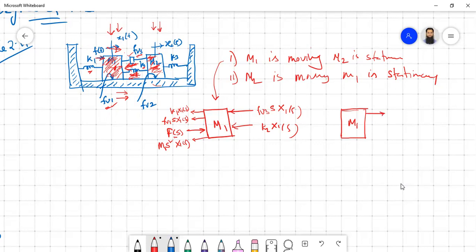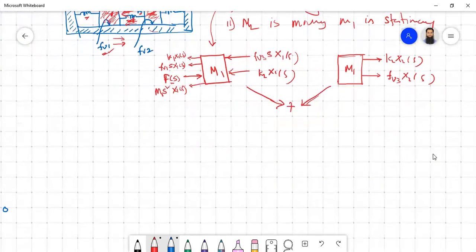Mass is basically K2 X2S and FV3 S X2S. So what you have to do, you have to combine these two using superposition, and then the combined free body diagram that we are going to get is something like this.